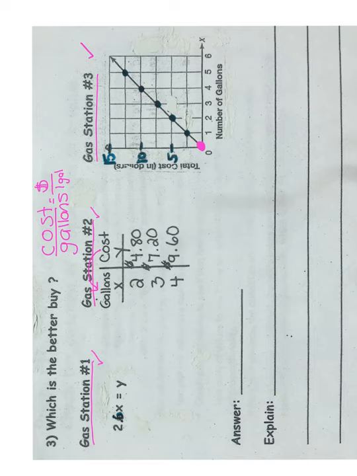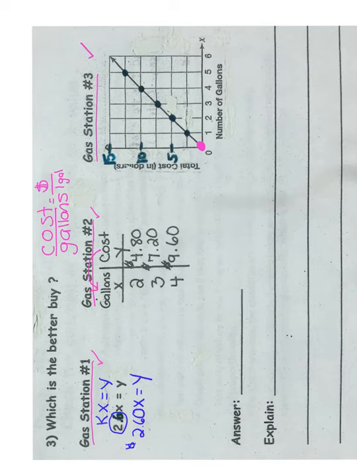Let's take a look at our first station, station number 1. We've been given an equation. What does that equation truly mean? Well, remember, it's proportional, and it's K times X equals Y. That's the basic structure, where 2.6 represents our rate. What that really means is $2.60 times every gallon of gas, X, equals Y, the total cost.